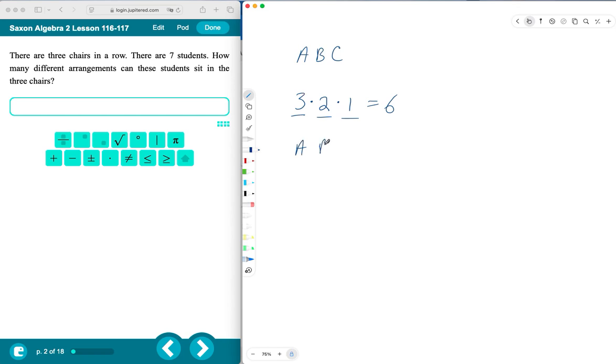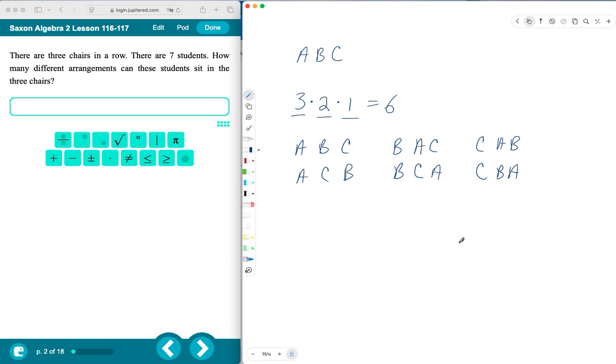So I could have ABC, I could have ACB. Those are the only permutations or different arrangements that I can have where A is in the first one. When I have B in the first one, I could have either BAC or BCA in that order. And when I have C in the first one, I could have either CAB or I could have CBA in that order. So 1, 2, 3, 4, 5, 6. I could only have those 6 arrangements when I don't repeat the letters.